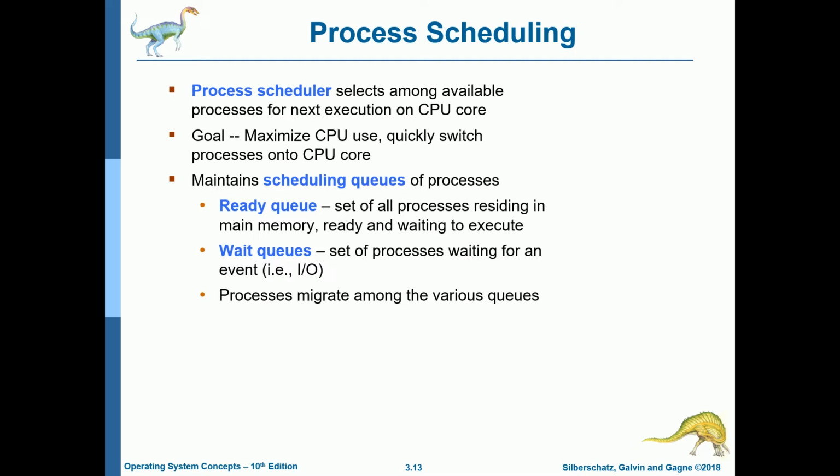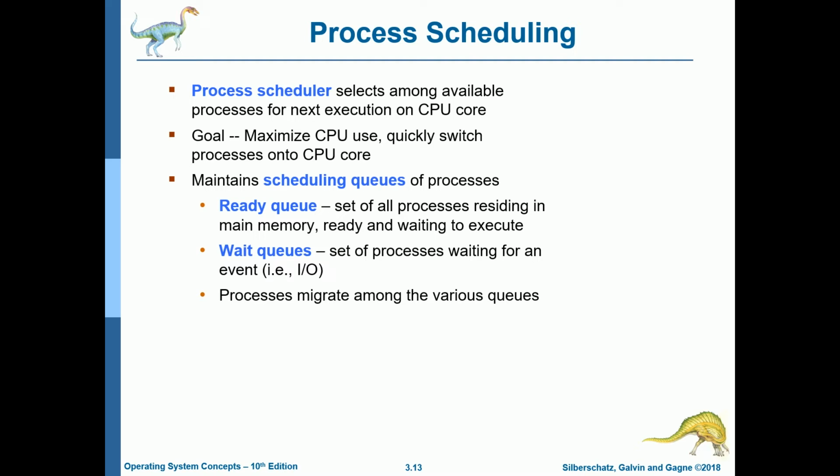Now, as these processes enter the system, they are put into some data structures, one of which is called the ready queue. This is where the processes are ready and waiting to be executed on one of the CPU's cores. The queue is generally stored as a linked list, and a ready queue's header contains the pointers to the first PCB in the list, and each PCB includes a pointer field that points to the next PCB in the ready queue.